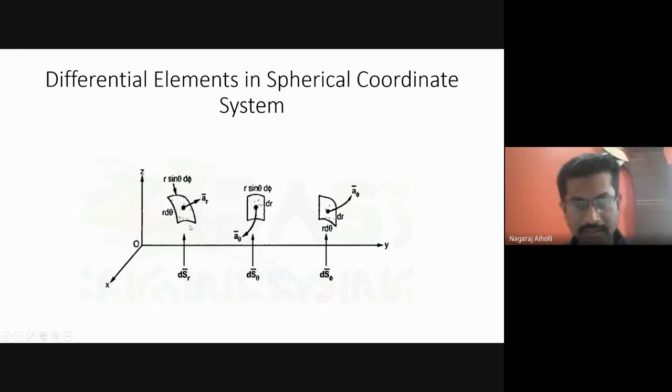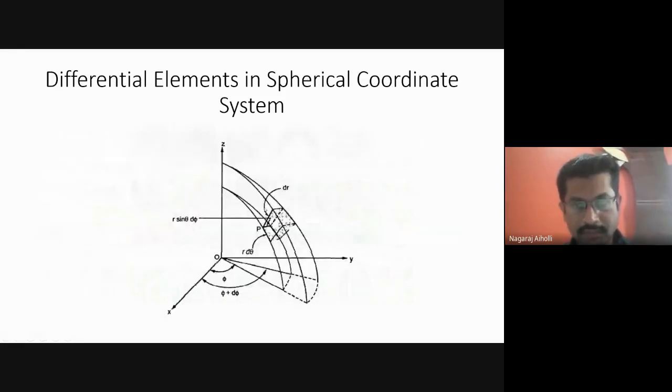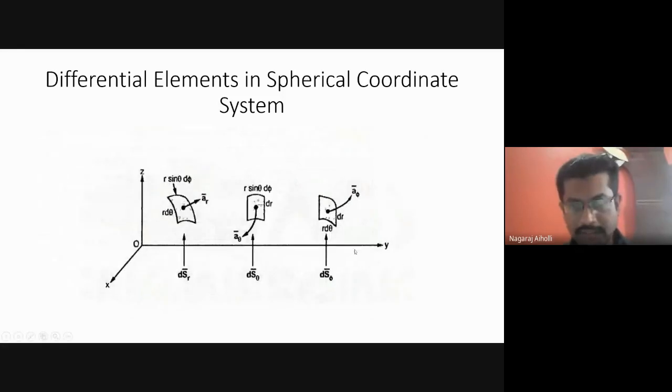r d theta. I will show that once again. So this is our r d theta. This length here is r d theta. Similarly, it is shown here, r d theta. That is a curve here.